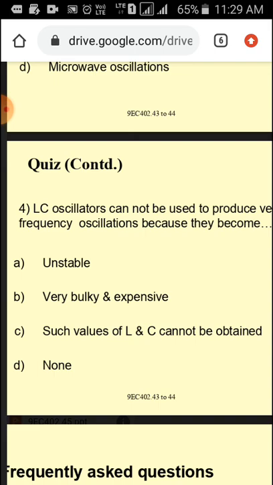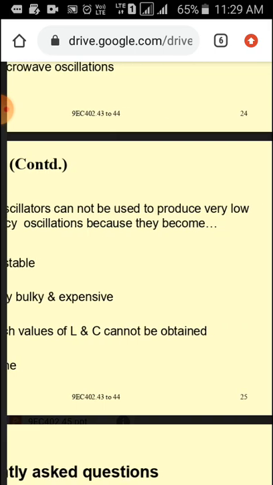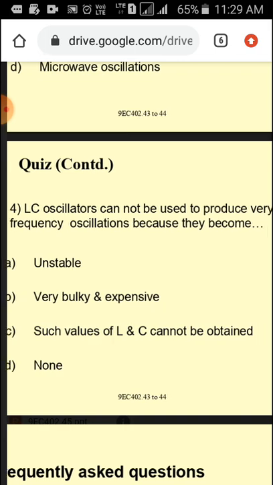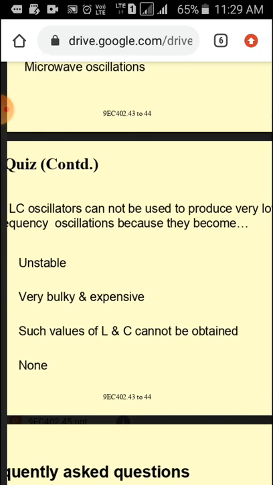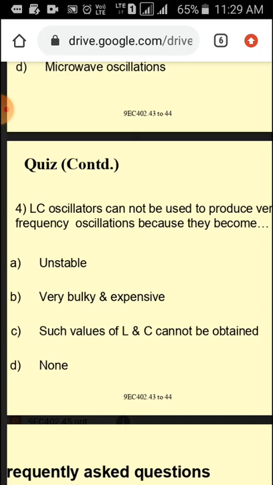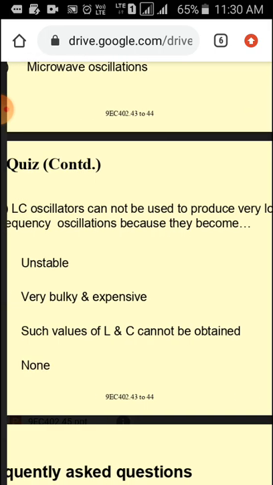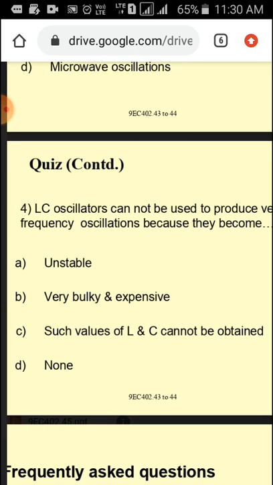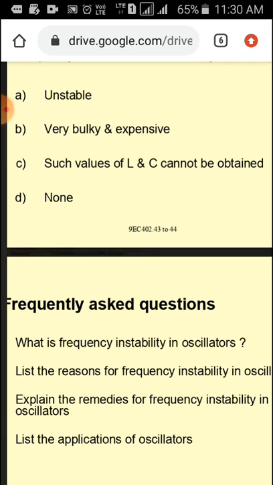LC oscillators cannot be used to produce very low frequency oscillations because they become unstable, very bulky and expensive. Such values of LC cannot be obtained, none. So it becomes actually bulky and expensive. So our answer becomes option B.